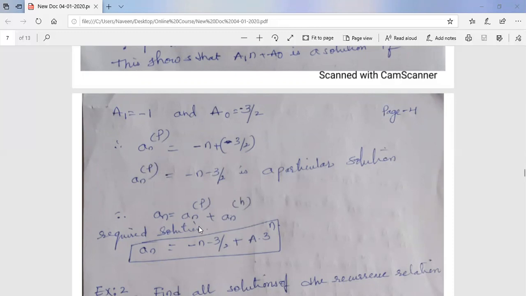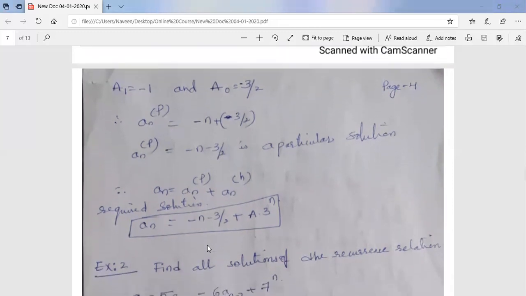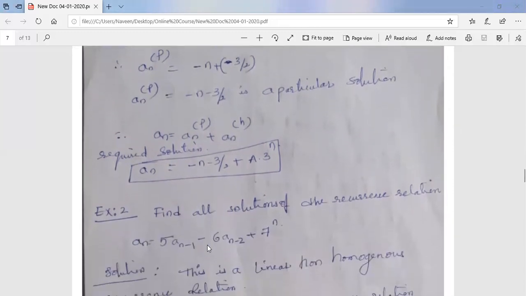Therefore the total solution of the given recurrence relation is equal to the sum of the homogeneous solution and the particular solution. Which is equal to minus n minus 3 by 2 plus a times 3 power n. This is the required solution of the given linear non-homogeneous recurrence relation. So similarly, we can solve another problem also.